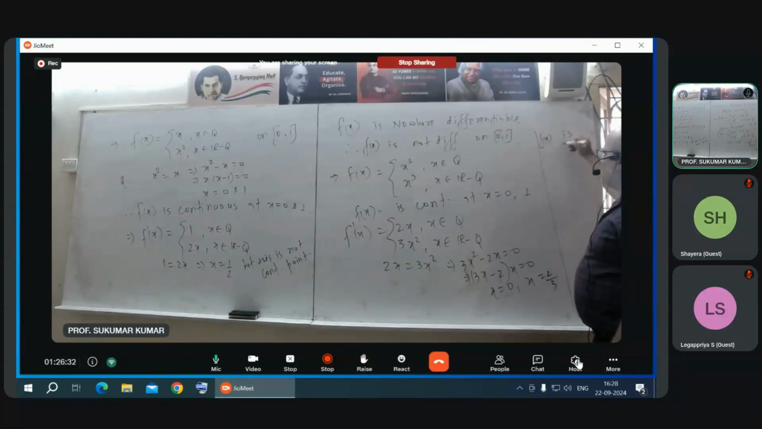The function is differentiable at x is equal to 0 only, whatever domain they will give.